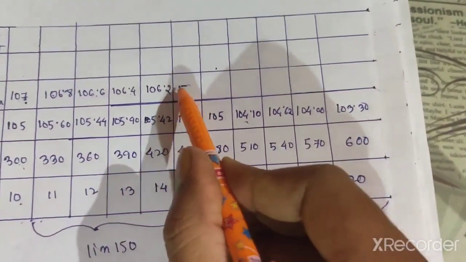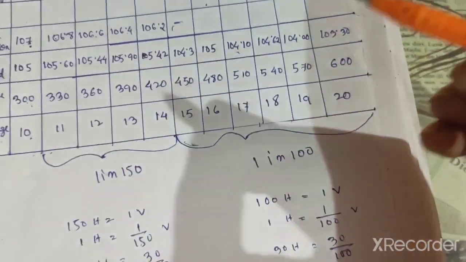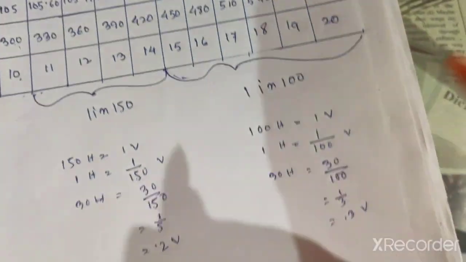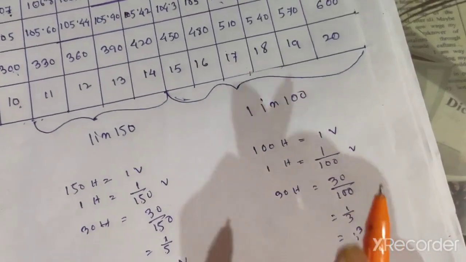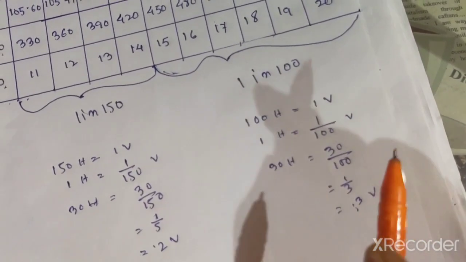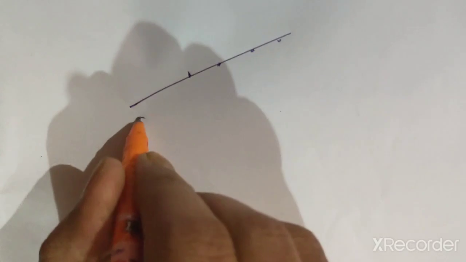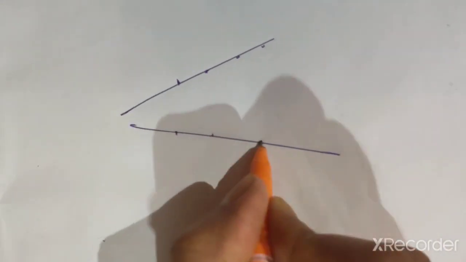So from now on, we have to deduct 0.3 from the previous point, because it's a downward slope. And if it is an upward slope, then we have to add 0.3. But we are not going to add 0.3 here, because this is a downward slope, not an upward slope. Now this is a downward slope, so we have to deduct 0.3 each time.